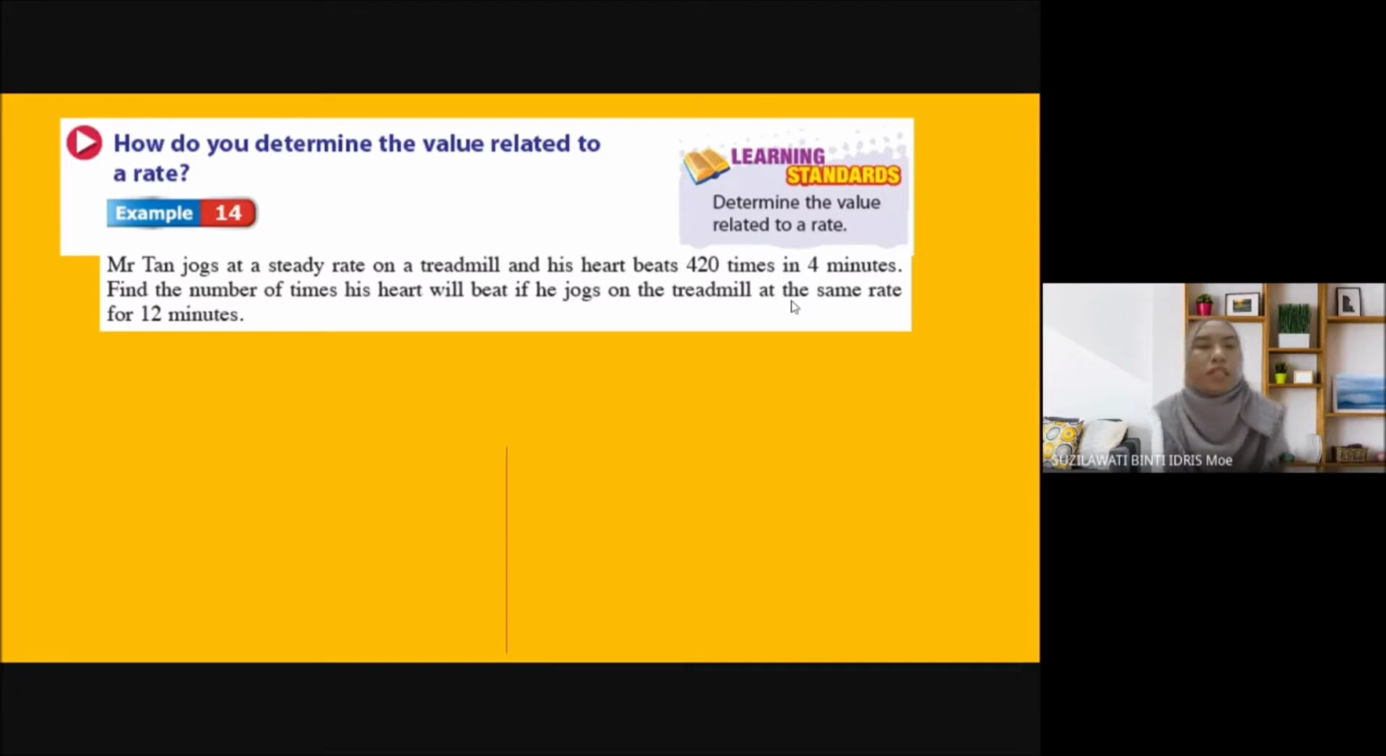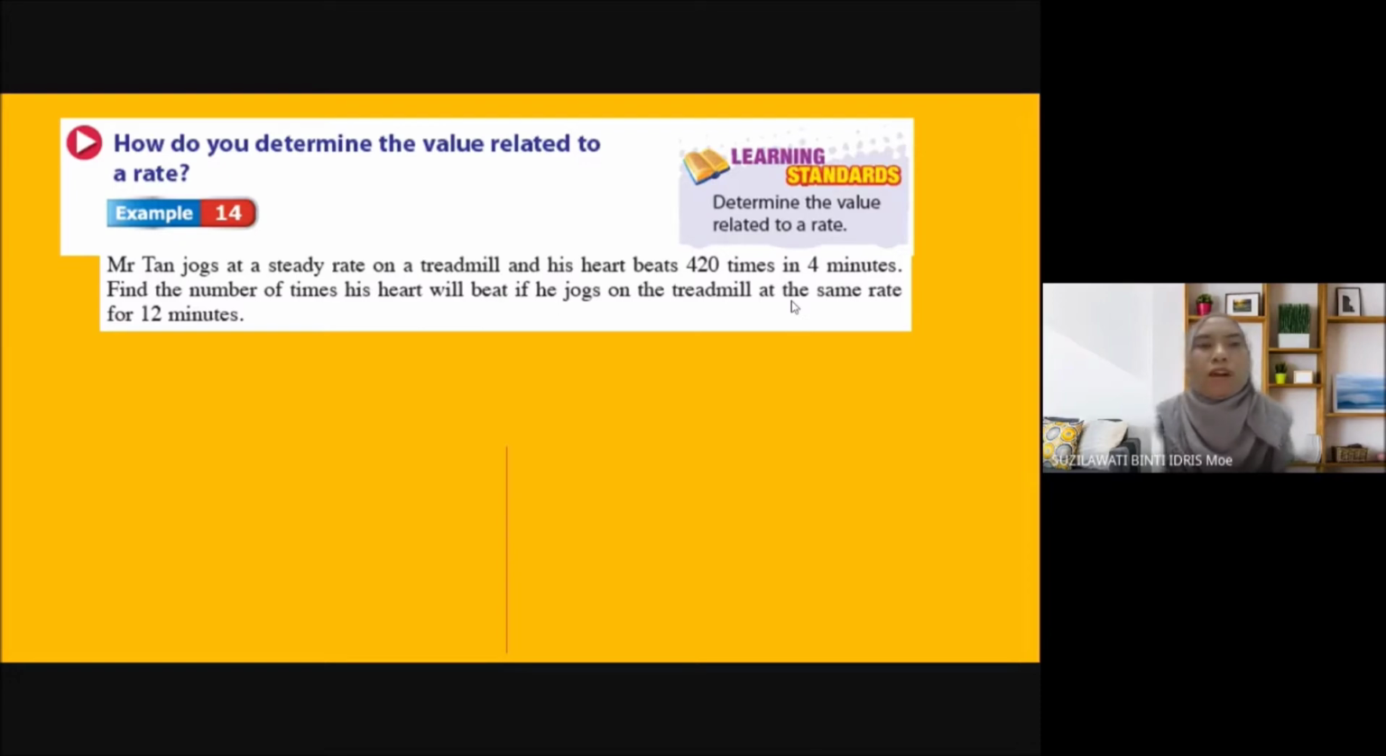Okay, so this is the question. Mr. Tan jogs at a steady rate on a treadmill. Jadi dia berjoging dekat atas treadmill. Mr. Tan ni, and his heart beats 420 times in 4 minutes. Jadi semasa dia berjoging ni, degupan jantung Mr. Tan ni ialah 420 kali dalam 4 minit.